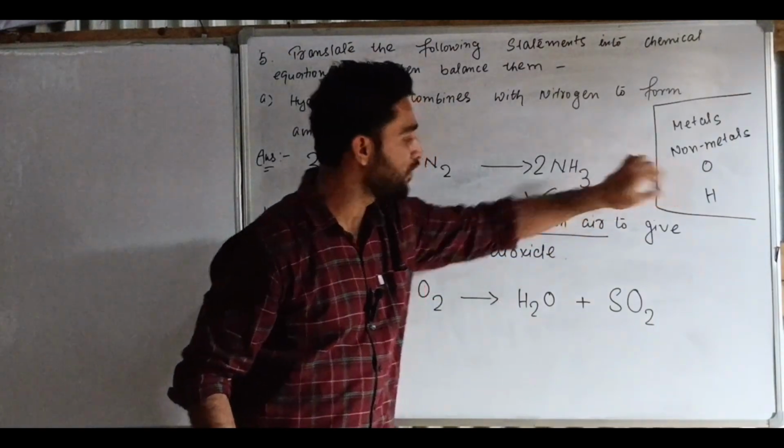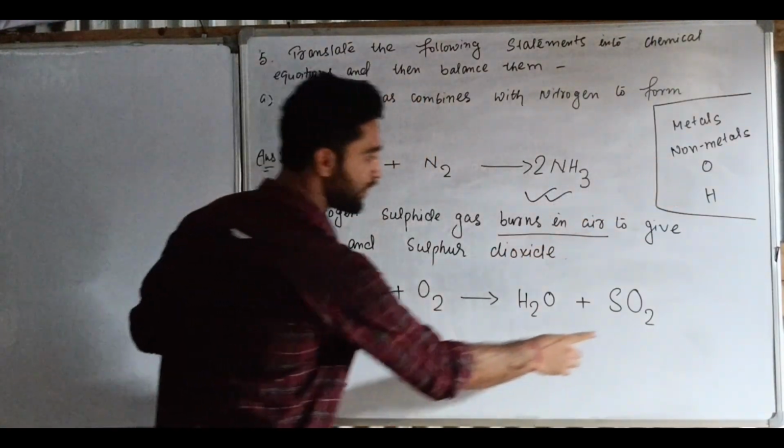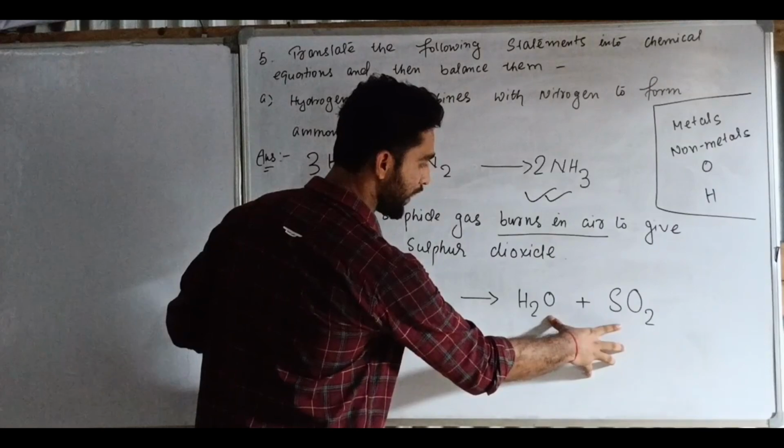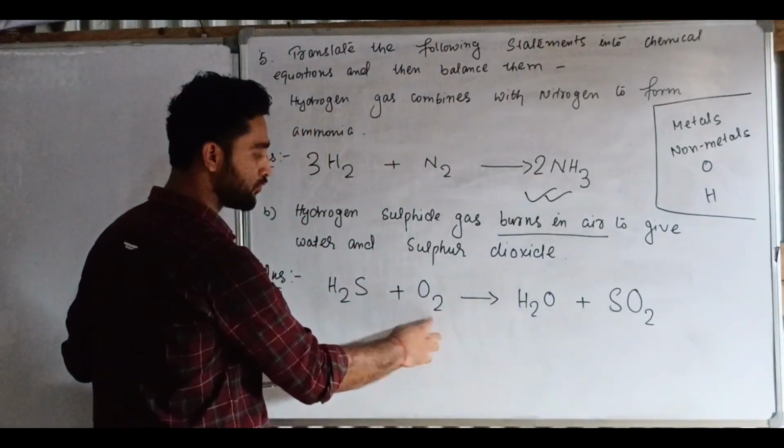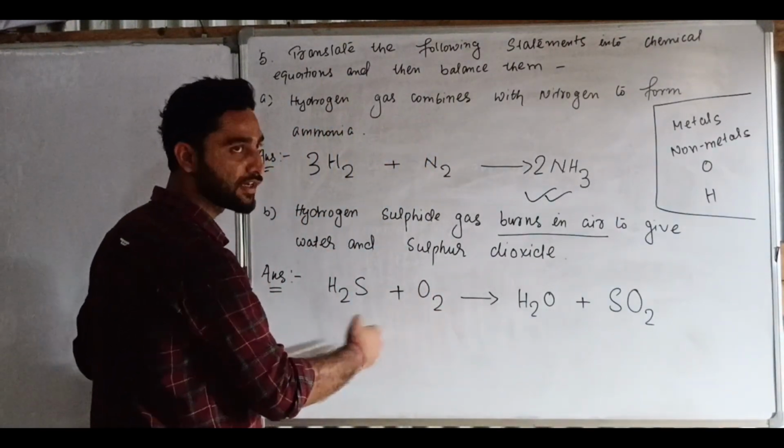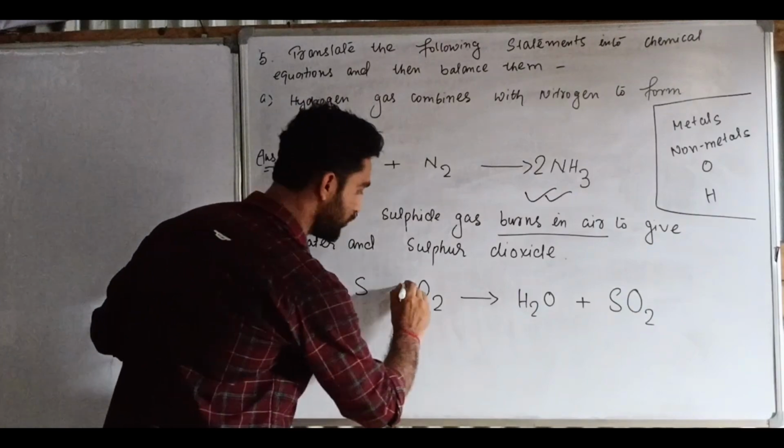Then try to balance the oxygen. So here you see oxygen 2, here oxygen 1, 3. Here oxygen how many? 2. So this side oxygen is less. Left hand side oxygen is less. So put 2 here.